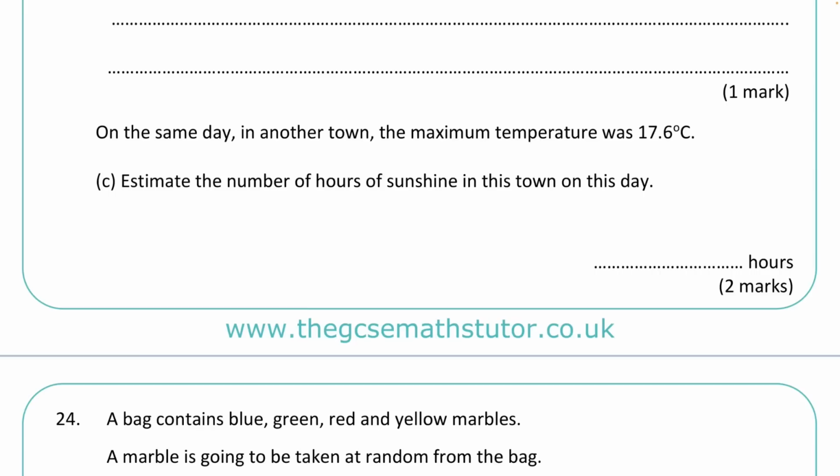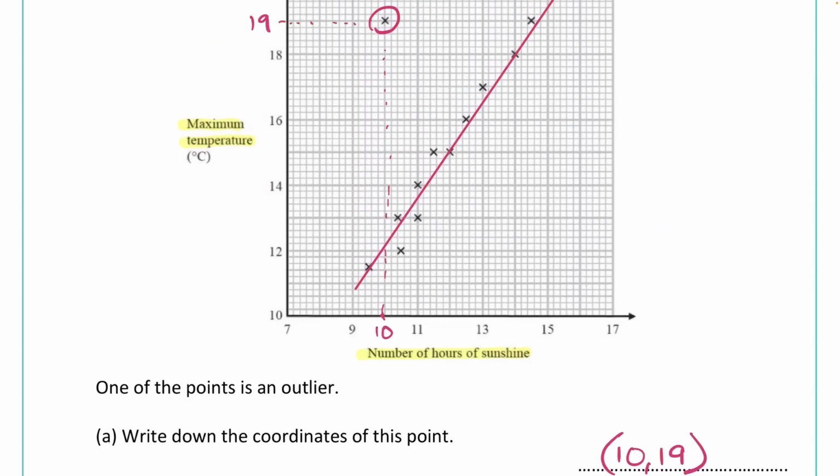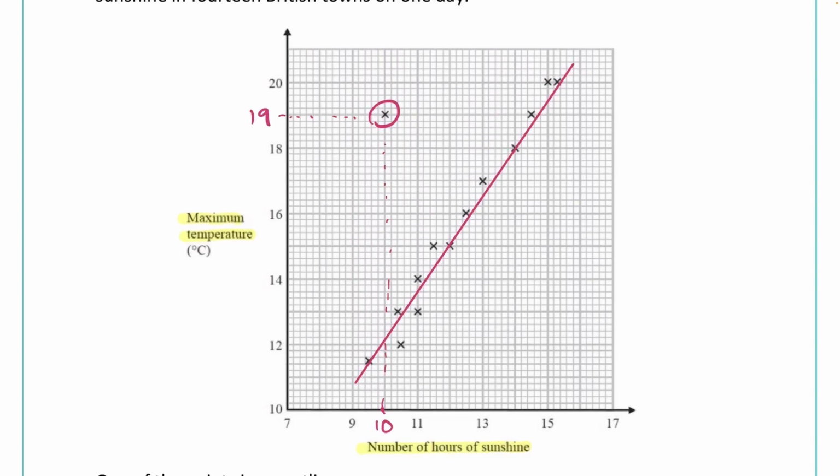For part C, it says, on the same day in another town, the maximum temperature was 17.6. Estimate the number of hours of sunshine. So we're going to go to 17.6 on our maximum temperature, being careful again of the scale. So this is 17 here. Each square is 2, so 17.2, 0.4, 0.6. We're going to go across really carefully. Hit our line of best fit.